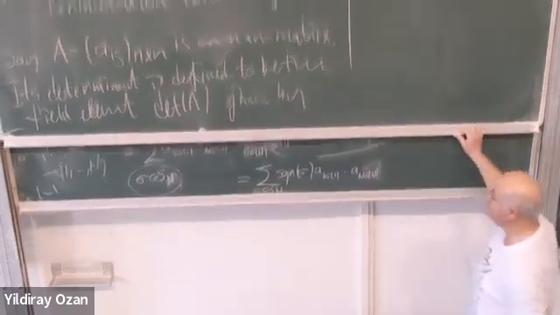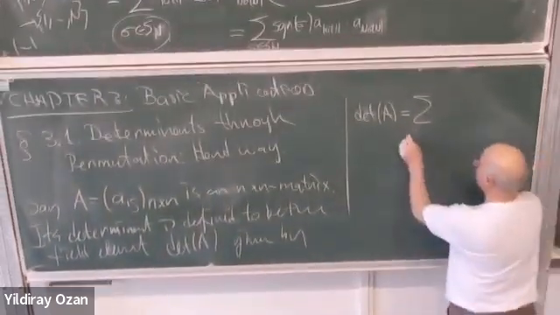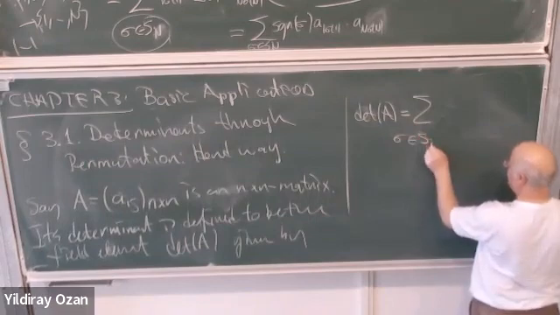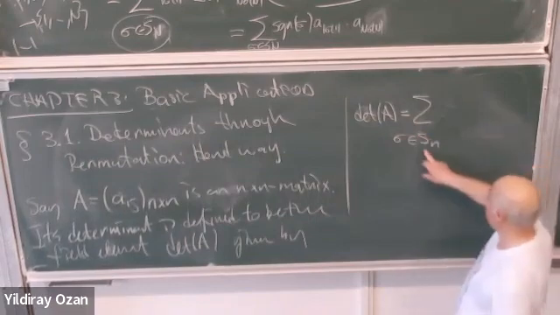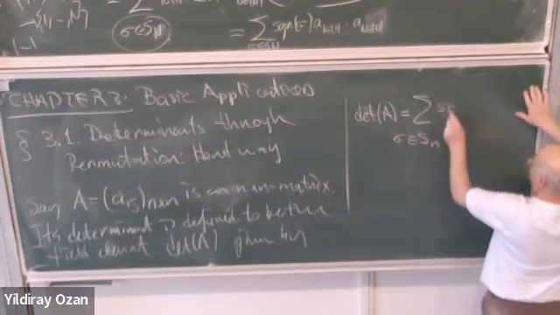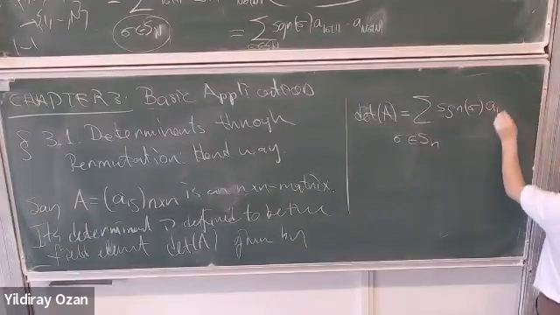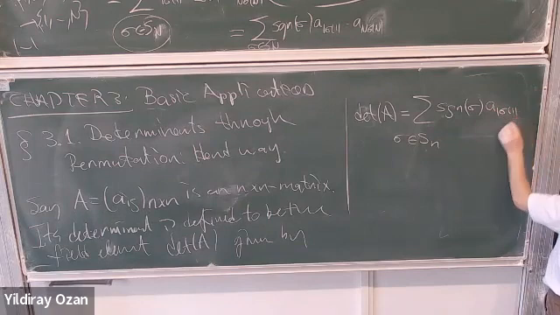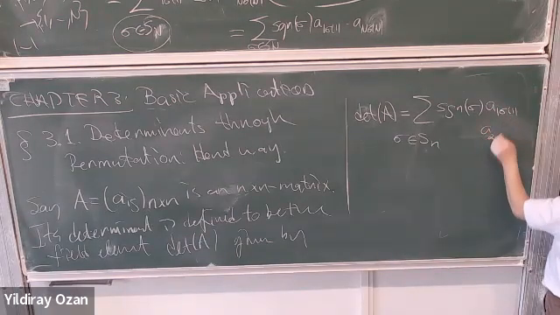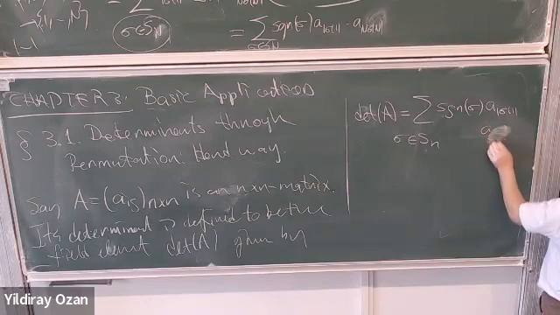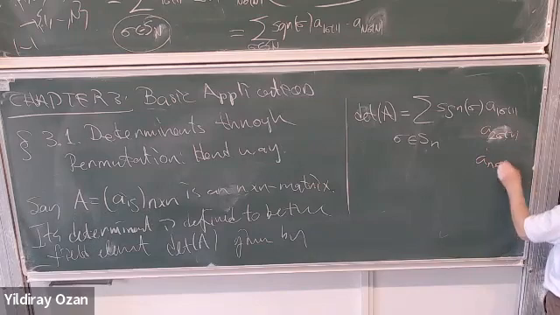So the determinant is just the following object: over all permutations sigma, the sign of sigma, and then A_{1,sigma(1)} times A_{2,sigma(2)} ... A_{n,sigma(n)}. Okay.